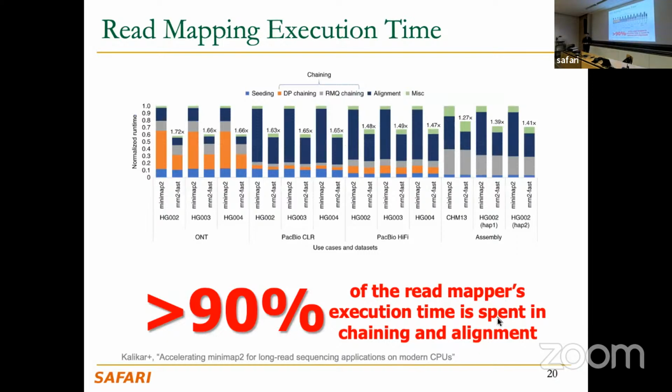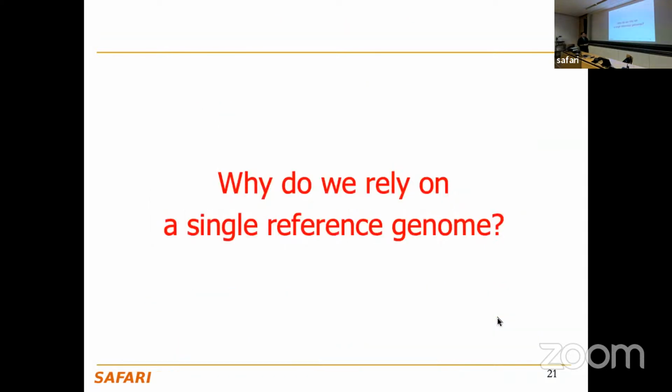But what we mainly figure out is that once you perform all of these steps, which is basically indexing, seeding, alignment, and then filtering, and so on, around 90% of the time we spend for read mapping, we spend either for alignment or for chaining. So this gives you an idea that if you want to accelerate read mapping, you initially want to focus on the alignment and the chaining parts.